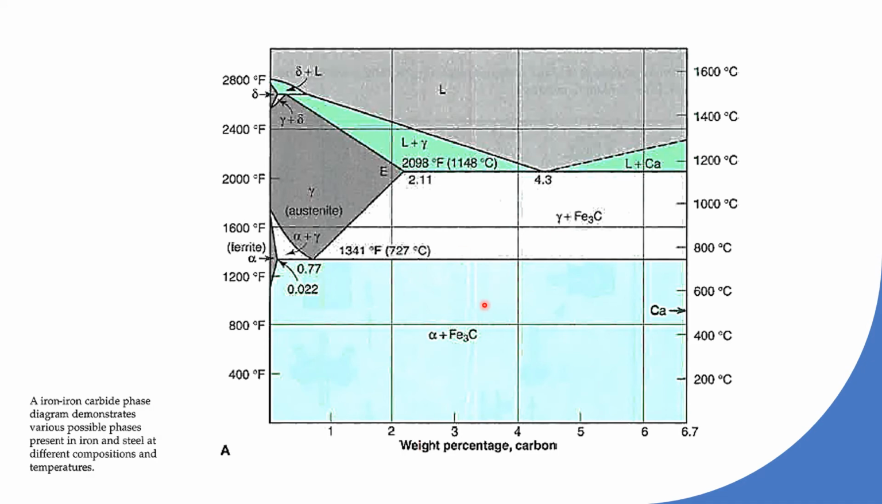You don't have to know this in detail at all. This is just showing you the iron-iron carbide phase diagram. It's just showing you the various possible phases present in iron and steel at different compositions and different temperatures. So what do you have to know out of this little picture? Change in temperature, change in structure. That's it. We call that the phase.